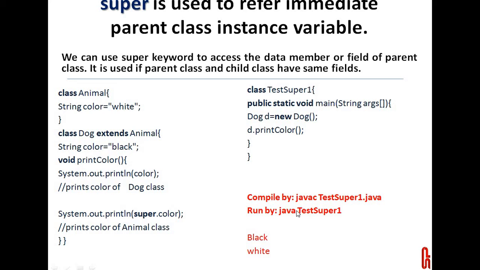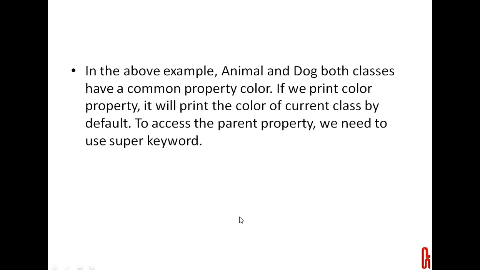Okay, so this program is compiled by the command javac TestSuper1.java and executed by java TestSuper1. The output is black, white. In the above example, Animal and Dog both classes have a common property color. If we print the color property, it will print the color of the current class by default. To access the parent property, we need to use the super keyword.